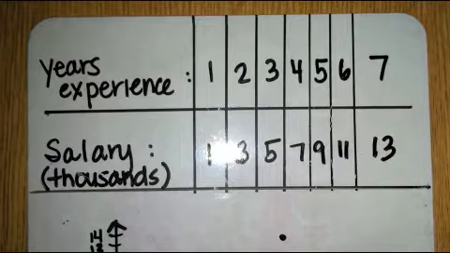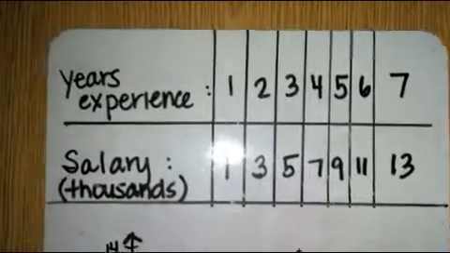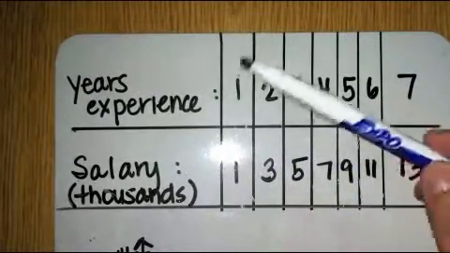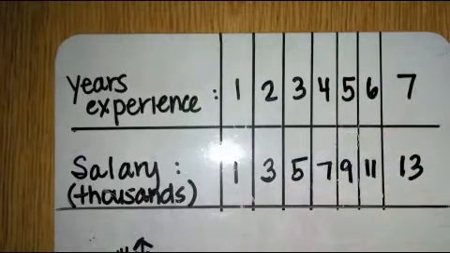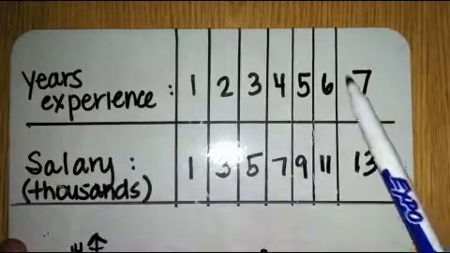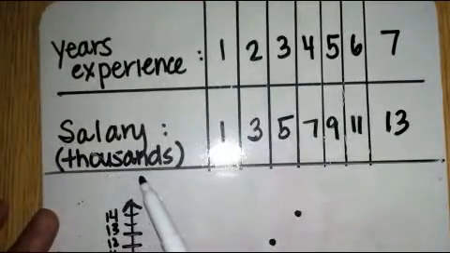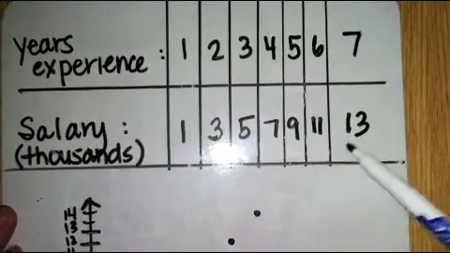Okay, so the way that I'm going to open the lesson up is with just a simple chart of data. So you can see here we're comparing two things. We've got years experience and then we have salary. I've given 7 years here, and then I've given the salary, of course, in thousands. So this would represent 1,000, 3,000, 5,000, and so forth.